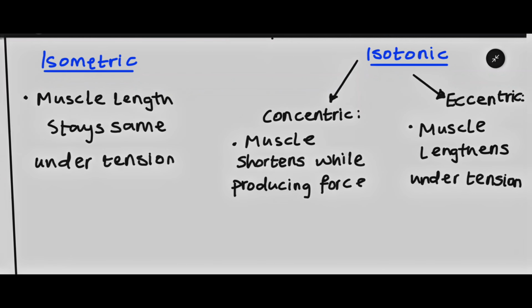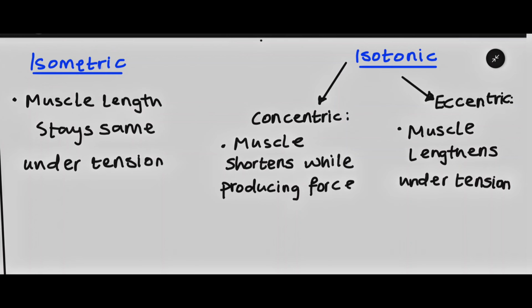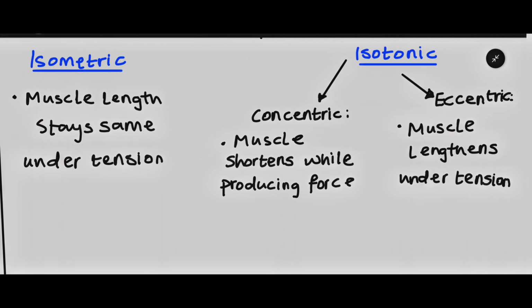Lastly, let's look at the types of contractions. So we have three types of contractions. They can be classed under two categories. So we have isometric contractions and isotonic contractions. So isometric basically means there is no movement, the muscle length stays the same under tension or as it's producing force. And isotonic, we have two types of contractions.